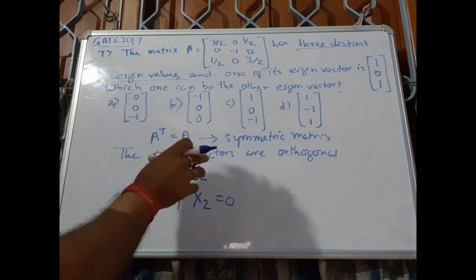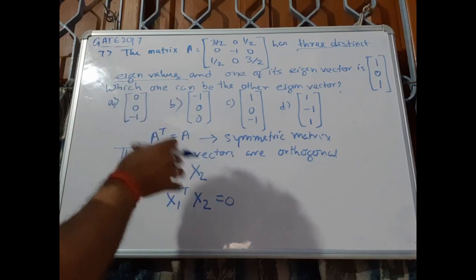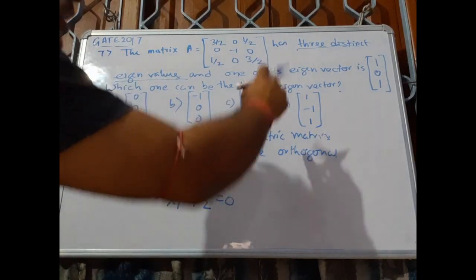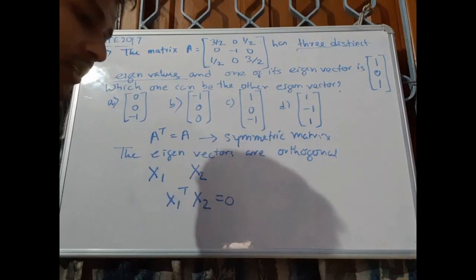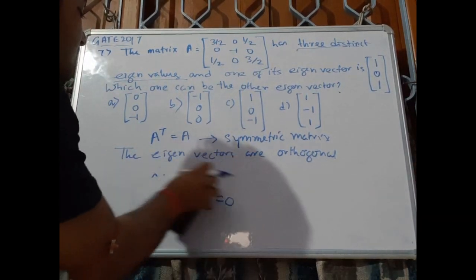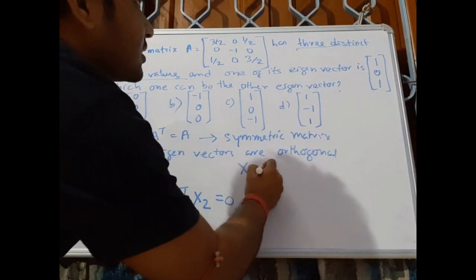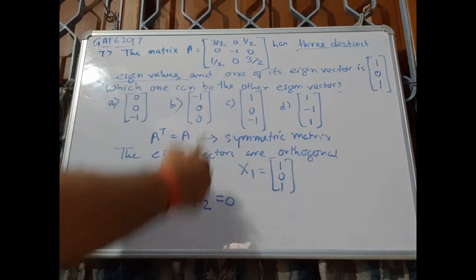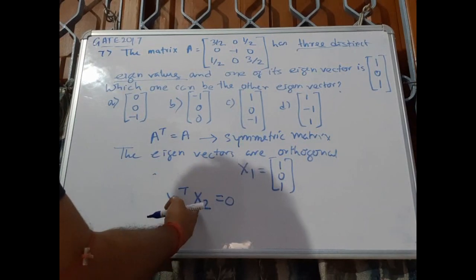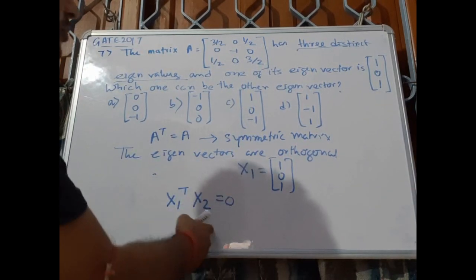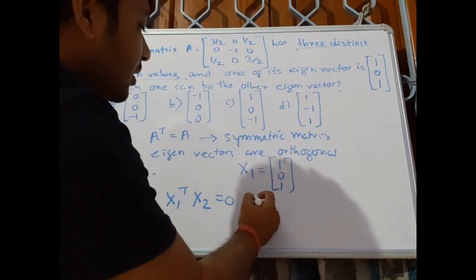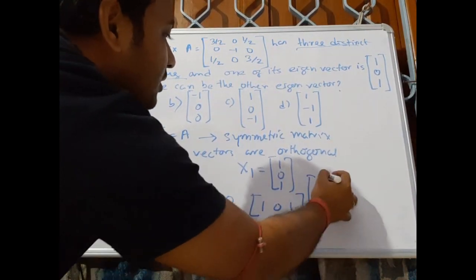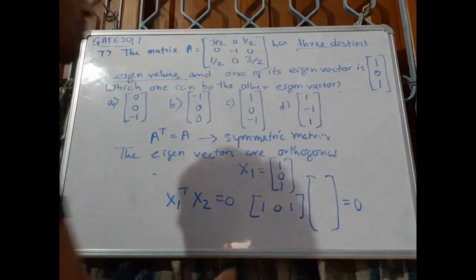It must contain eigenvectors that are orthogonal. Okay. Now one eigenvector, x1, is given as [1 0 1]. So you have to find from the options which should be your x2 for satisfying this equation. So x1 transpose will be [1 0 1]. So it should be multiplied with such a vector that will give the multiplication as 0.